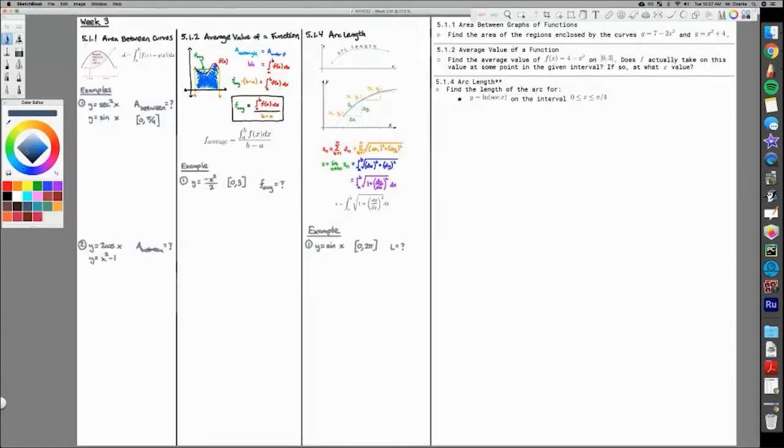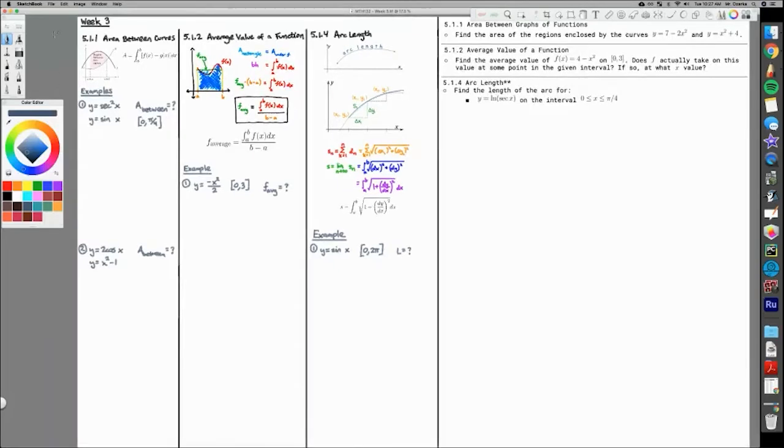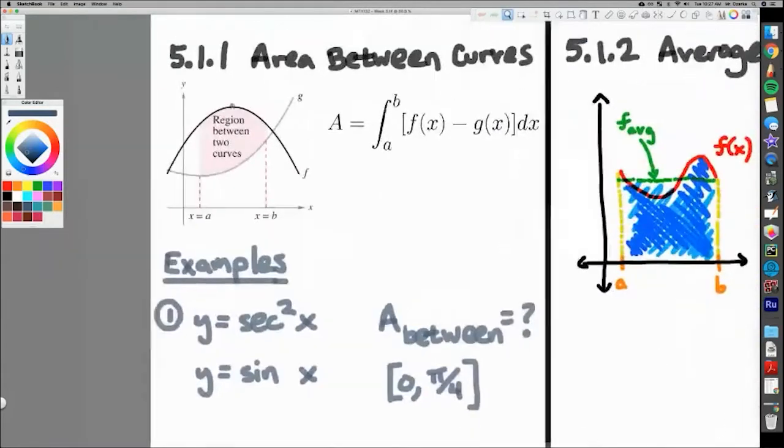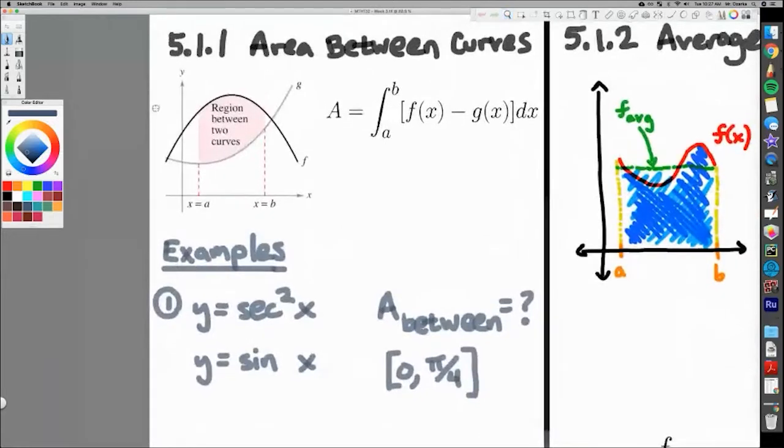I already loaded up the practice final over here, but we're going to ignore that for now. So I'm going to zoom in so we can get rid of all this clutter, and we're just going to focus on area between curves. So in your notes, I would write 511 area between curves. So we can get started on this. I'll explain where this formula comes from as well.